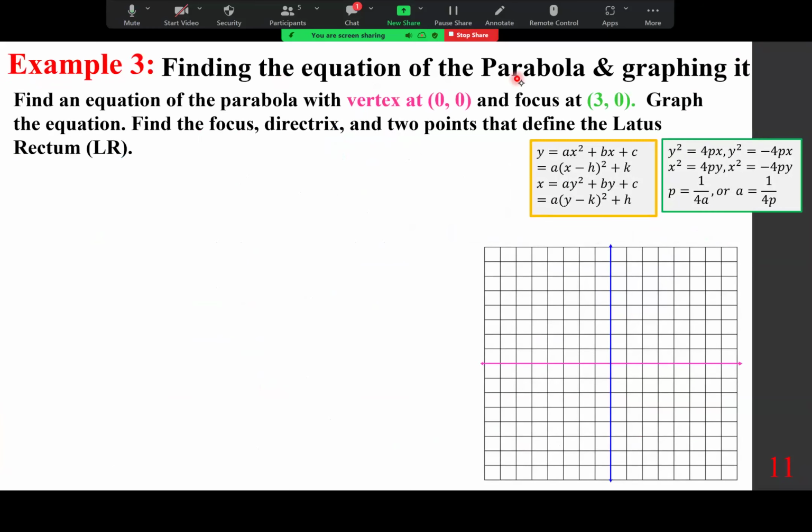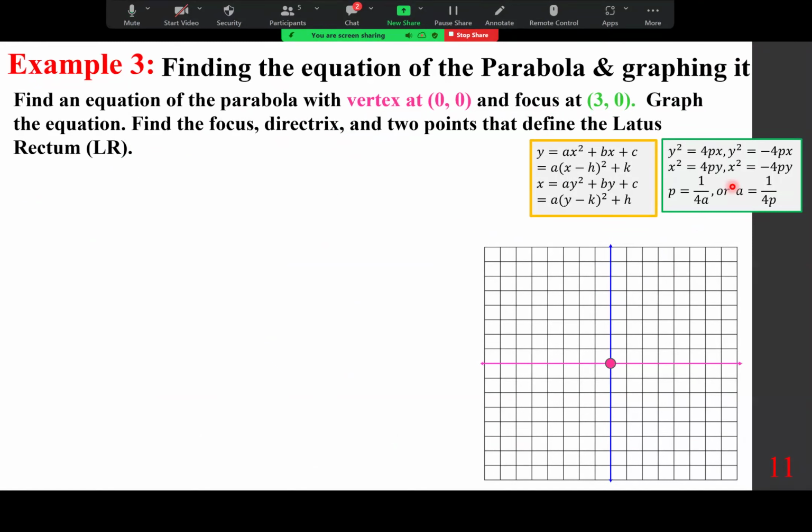Finding the equation of a parabola and graphing it: find an equation of a parabola with the vertex at (0, 0) and focus at (3, 0). Graph the equation, find the focus, directrix, and 2 points that define the latus rectum. And we have all those equations. And so let's take it from there.